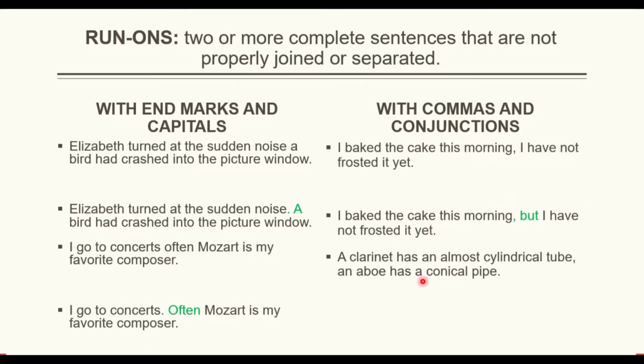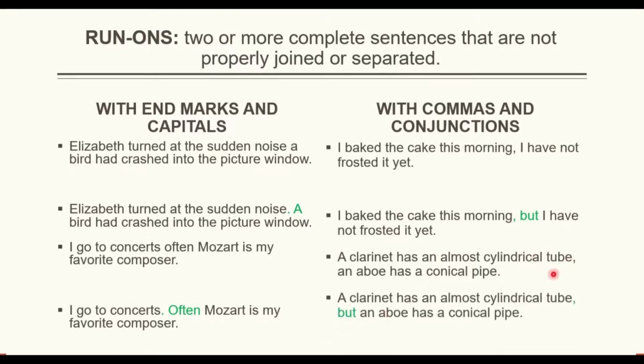In the second example that we have here, a clarinet has an almost cylindrical tube, an oboe has a conical pipe. Once again, I need a conjunction if I'm going to use a comma. The conjunction that I use in these sentences is but. So the best form to say it is a clarinet has an almost cylindrical tube, but an oboe has a conical pipe.